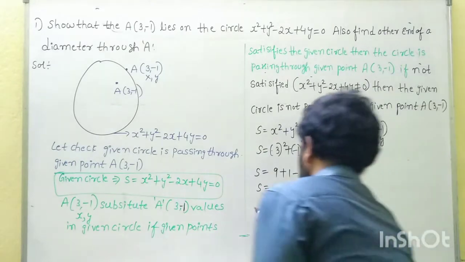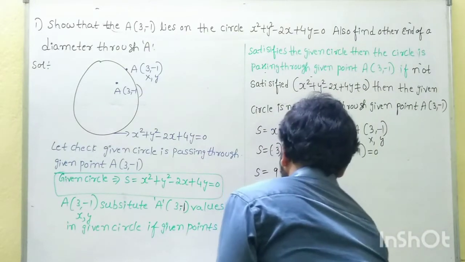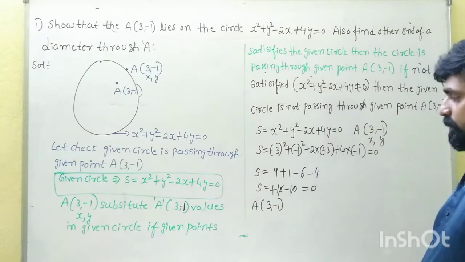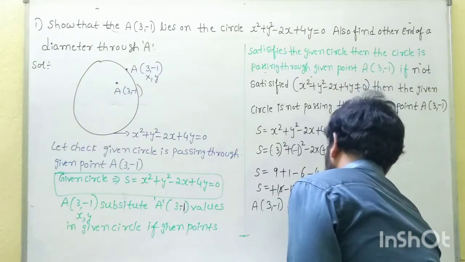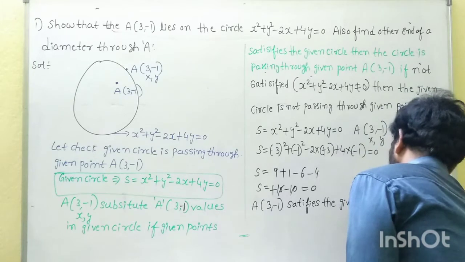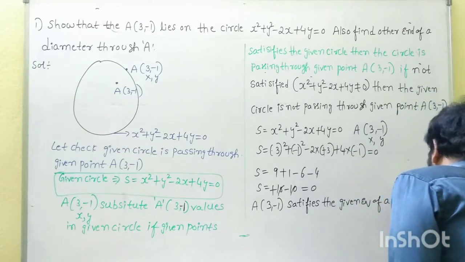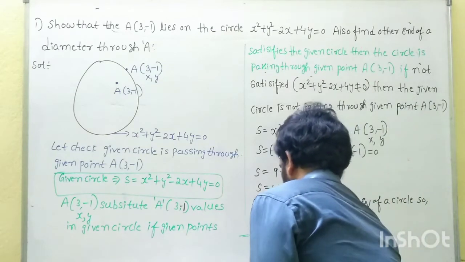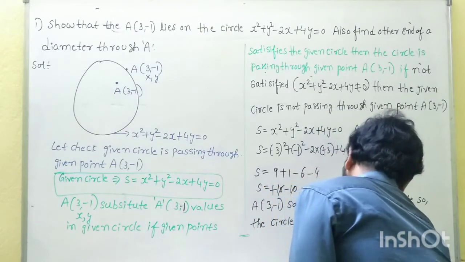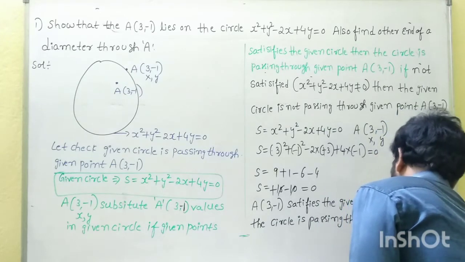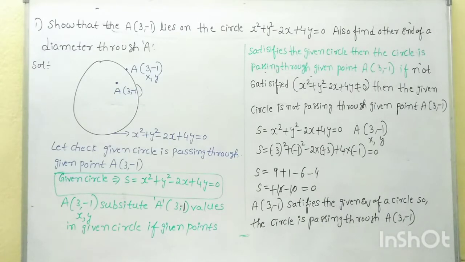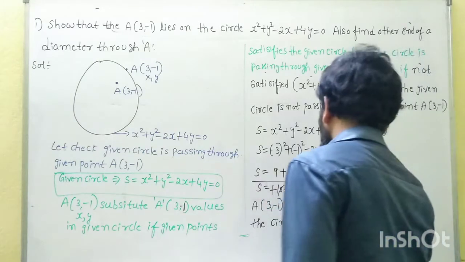So A equals 3 comma minus 1 satisfies the given equation of a circle. So the circle is passing through A, 3 comma minus 1, it is satisfied. Why? Because you got 0 here.